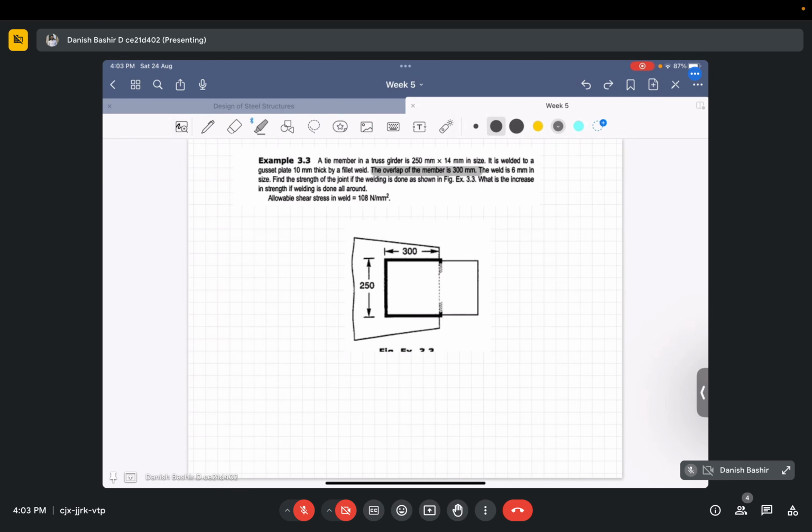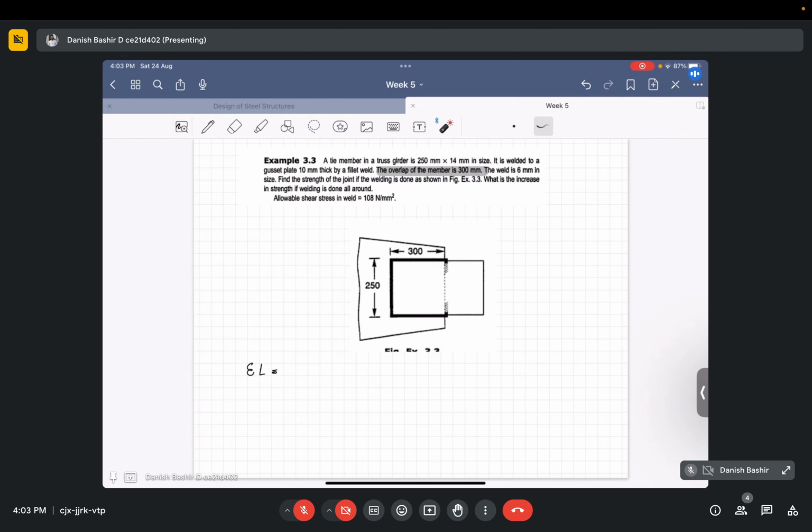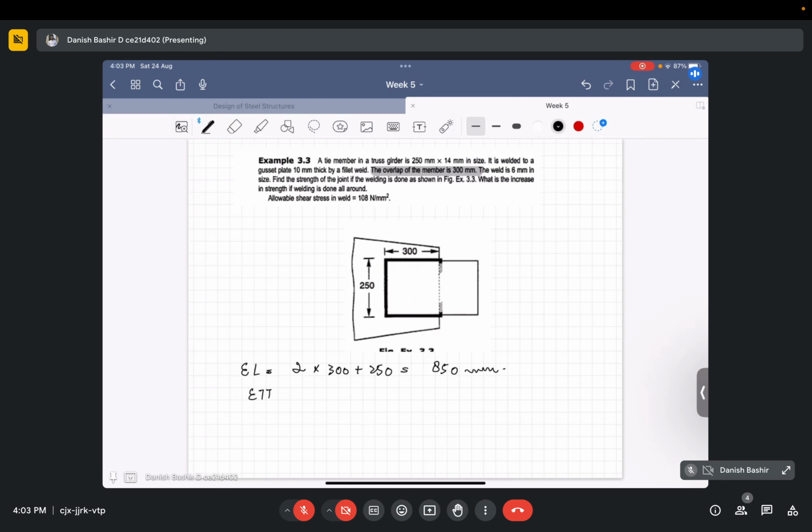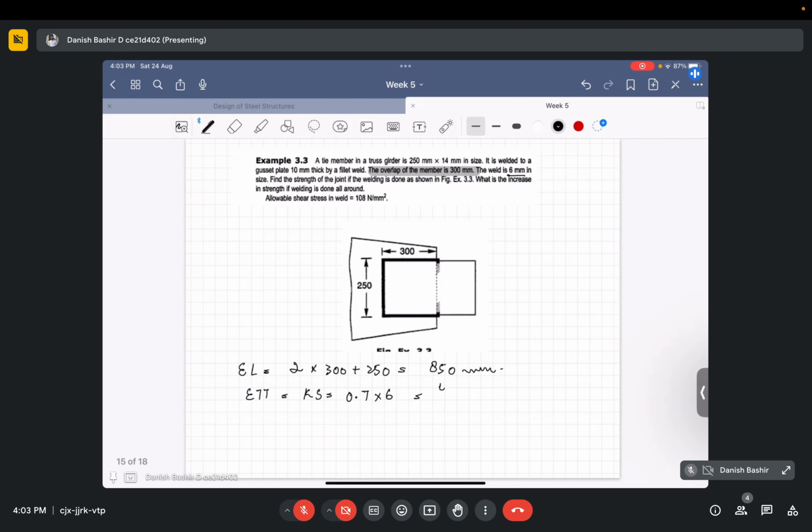First we will calculate the effective length. Effective length will be equal to this length plus this length plus this length, that is 2 times 300 plus 250. This comes out to be 850 mm. And the effective throat thickness of a flat weld is K times the size of the weld. Size is already given to be 6 mm. Let us take K equal to 0.7 for an angle of fusion of 45 degrees. This comes out to be 4.2 mm.